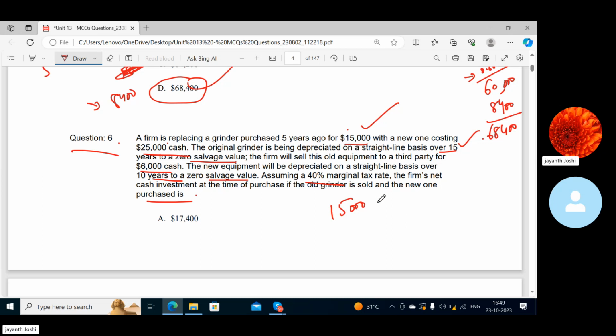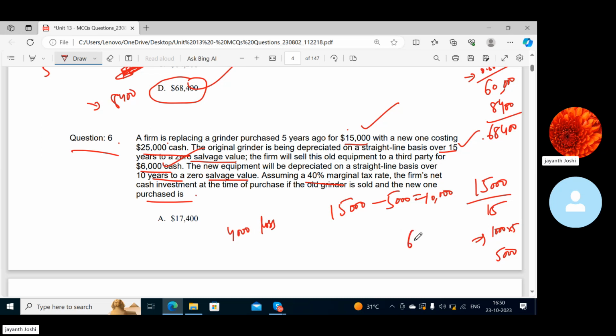So 15,000 and the depreciation is 15,000 divided by 15. That means 1,000 into 5 will be 5,000. So if I remove 5,000 from this, 10,000 is the cost in the fifth year of the old machine. They are selling it for how much? 6,000. So loss of 4,000.